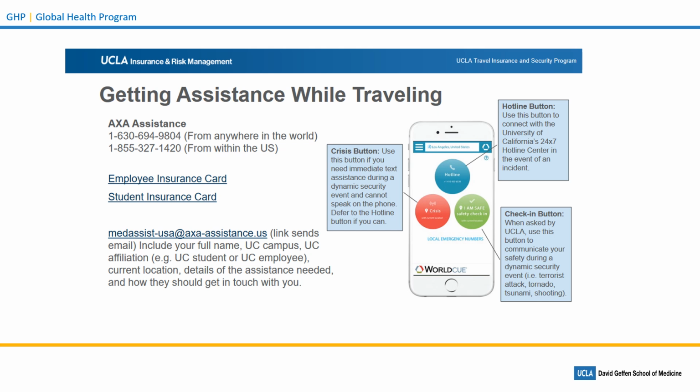There are three buttons. One is a crisis button. You can use this button if you need immediate text assistance during a dynamic security event and can't speak on the phone. If you can speak on the phone, then you would use the hotline button. That actually connects with the University of California's 24/7 hotline center, again in the event of some sort of emergency. And the third button is the check-in button, which is basically just a button to communicate that you're safe during any kind of dynamic security event.